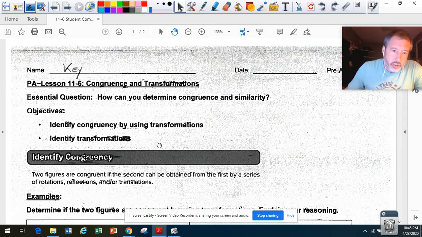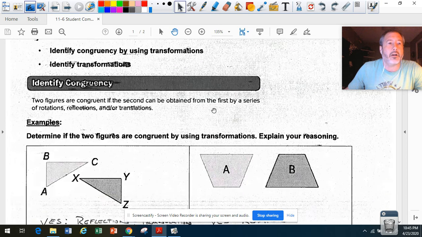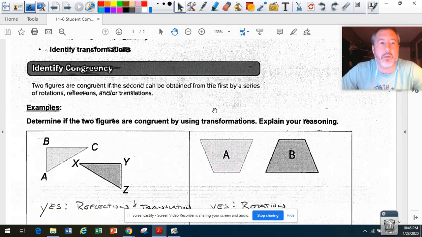So let's scroll down here and see what we have. Okay, identifying congruency. It says here, two figures are congruent if the second can be obtained from the first by a series of rotations, reflections, and/or translations. Basically, what we're saying is we have two figures that are exactly the same. Can I move them around so they fit exactly on top of each other so they become congruent? It means they're exactly the same shape, exactly the same size, the exact image.